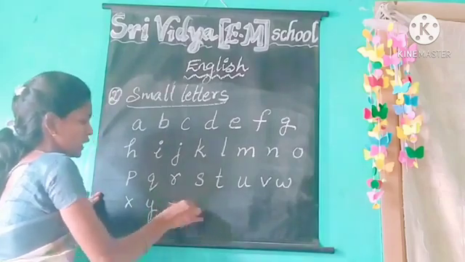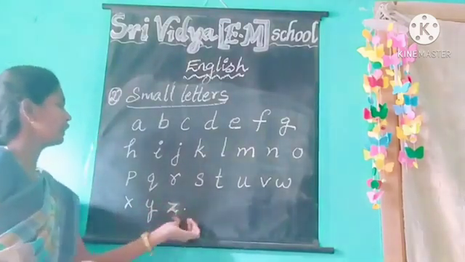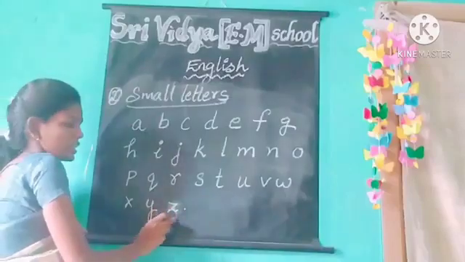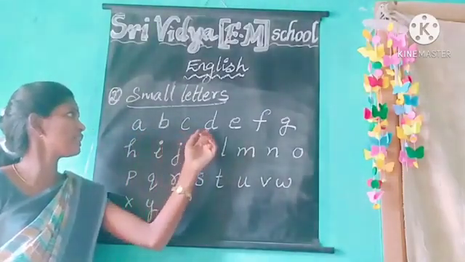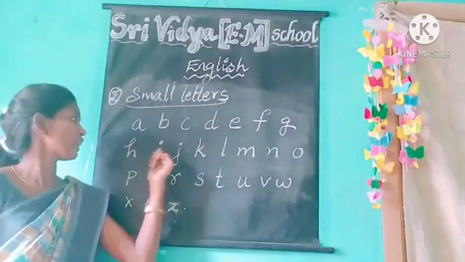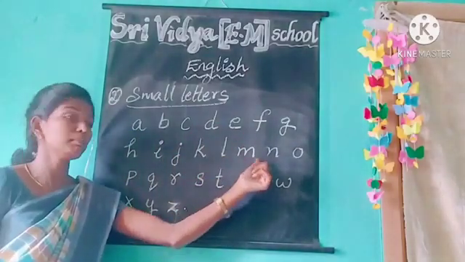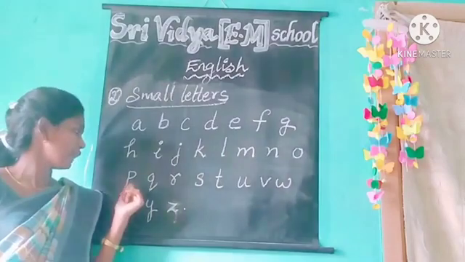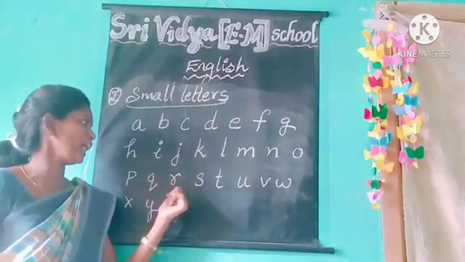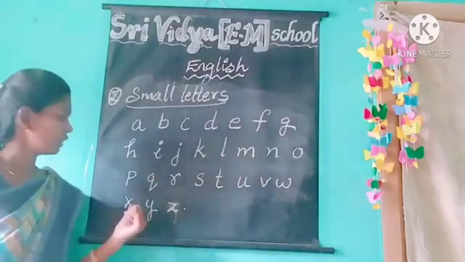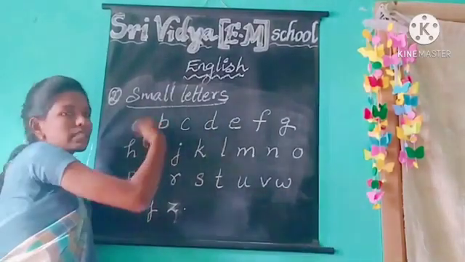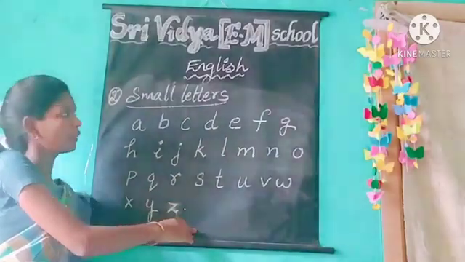So here X, Y, Z. Once again, repeat them: A, B, C, D, E, F, G, H, I, J, K, L, M, N, O, P, Q, R, S, T, U, V, W, X, Y, Z. This is the small letter form.